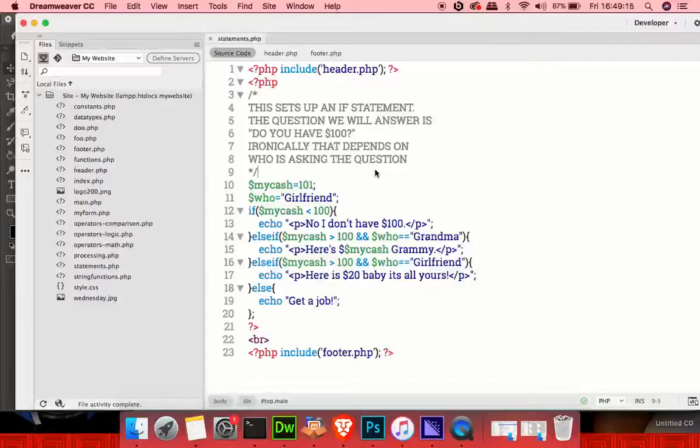So we were using the illustration of grandma and girlfriend. If grandma asked you for $100, you would give her $100. But if your girlfriend asks you for $100, you don't want to give her all your money, so you give her $20. Okay. So whenever we're going down through the logic here, we set my cash to $101. But let's go ahead and set that back to $100 the way we had it.